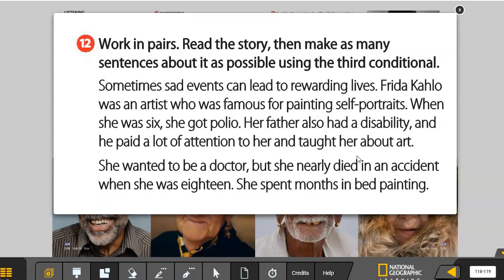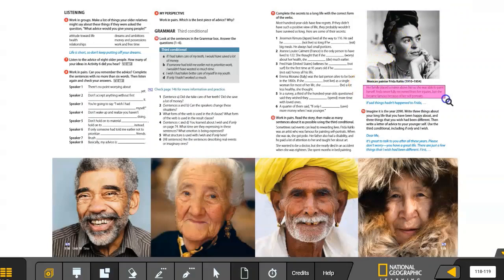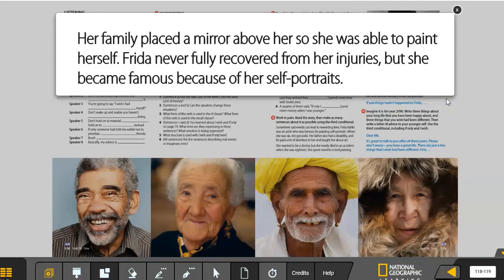Sometimes sad events can lead to rewarding lives. Frida Kahlo was an artist who was famous for painting self-portraits. When she was 6, she got polio. Her father also had a disability, and he paid a lot of attention to her and taught her about art. She wanted to be a doctor, but she nearly died in an accident when she was 18. She spent months in bed painting. Her family placed a mirror above her, so she was able to paint herself. Frida never fully recovered from her injuries, but she became famous because of her self-portraits. Remember, you can reread this as many times as you want, guys.